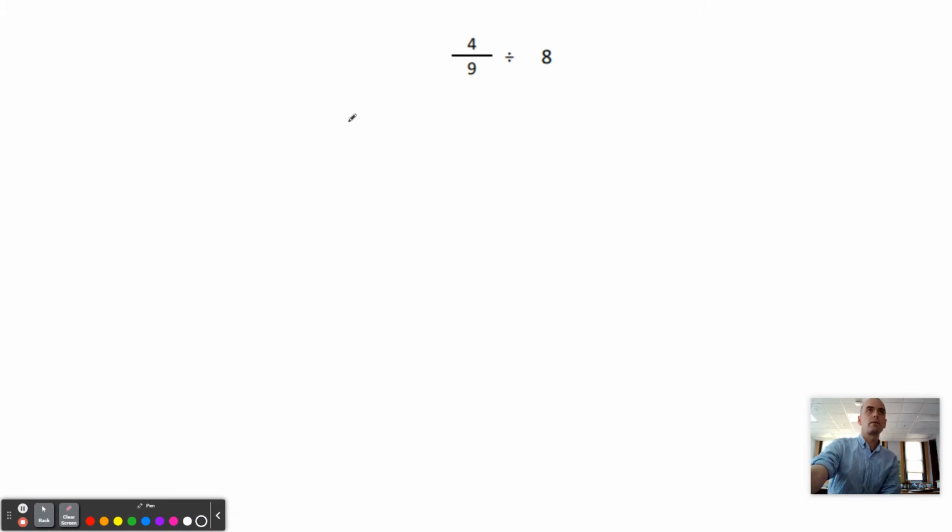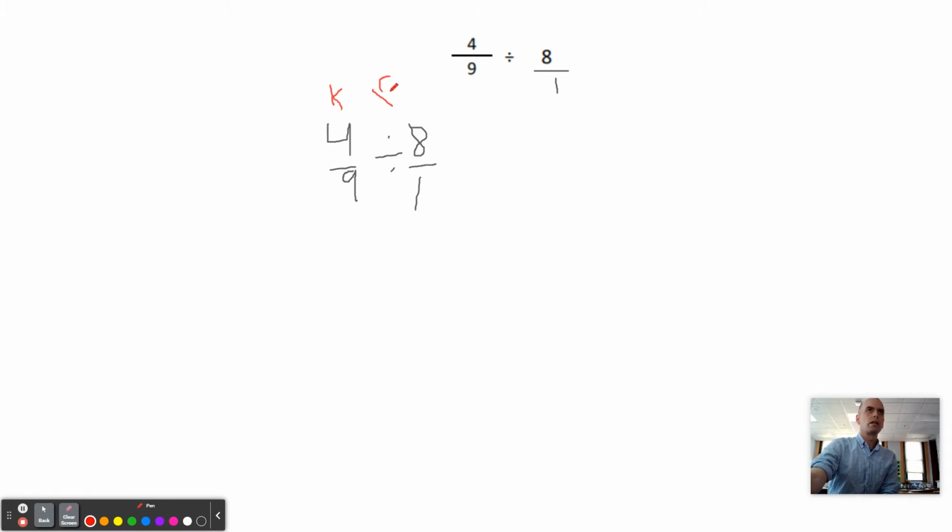Okay, sometimes you put the fraction first, but it's the same step, so you write out your problem, 4/9 divided by 8. And what did we say our key is? Anytime there's a whole number, put it over 1. Okay? Now we're going to keep this son of a gun, so 4/9 stays the same.